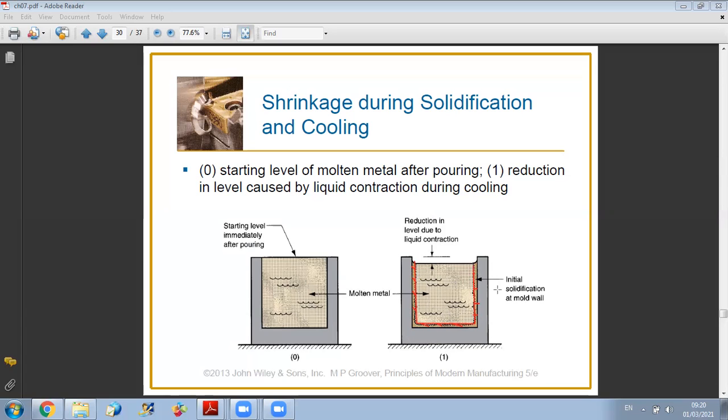So you have initial solidification at the mold wall. This will cause shrinkage because, as we said, the density of a solid is higher than the density of the liquid. So for the same mass, the volume will be reduced. This reduction in level will be due to liquid contraction, because a part of the liquid is transformed into a solid. And even when you cool a solid, as you cool it, its density will increase and its volume will be reduced. So this is the shrinkage effect.